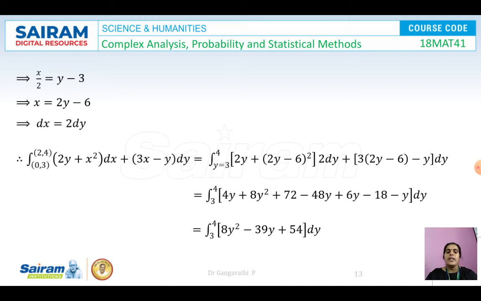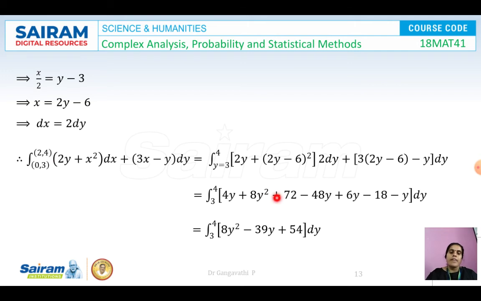So in the given integral, we are converting everything in terms of y. Because we are making a substitution for y, the y limits are from 3 to 4 from the given integral, and x is equal to 2y minus 6. Wherever we have x, replace it by 2y minus 6. So the first term 2y is as it is. x is equal to 2y minus 6, the whole square, and dx is 2 dy, which we have obtained here. We are substituting it here, plus 3 into x. x is again 2y minus 6, and minus y into dy. And from this integral, it is very clear that y limits are from 3 to 4.